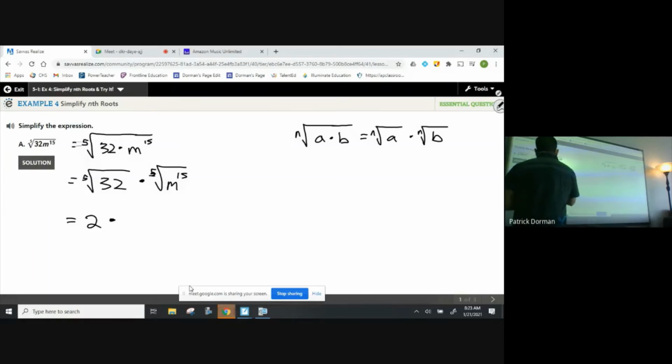Let's go ahead and write this one as a rational exponent. So this is m to the 15 over 5 power. And we can simplify that as well, right? So that's 2m to the third power. And there we go. We have simplified it.